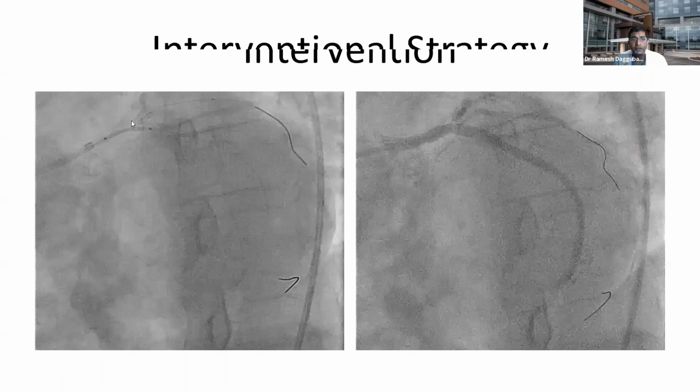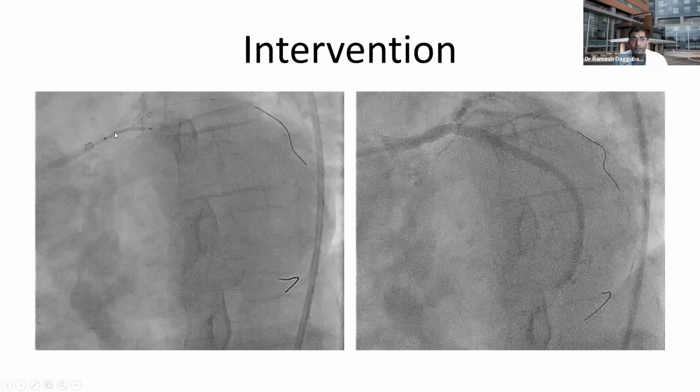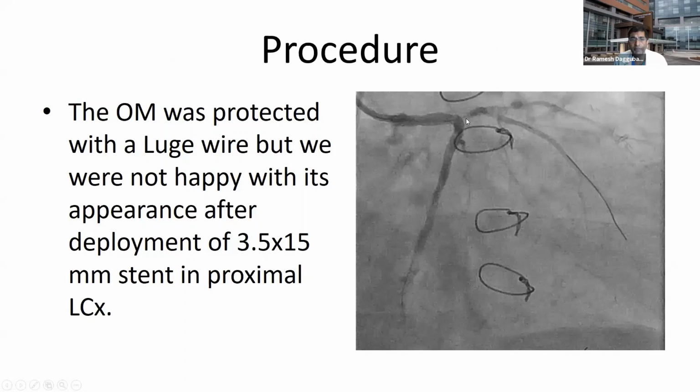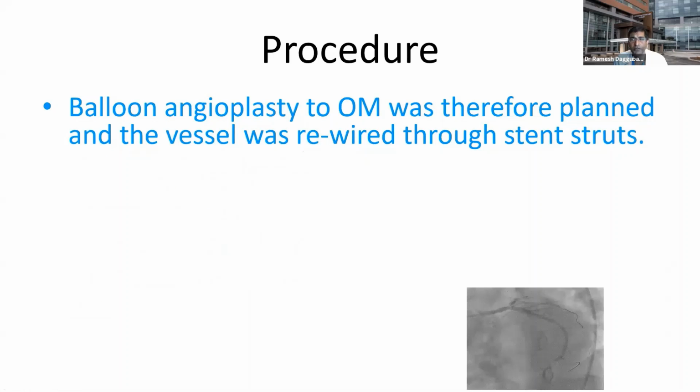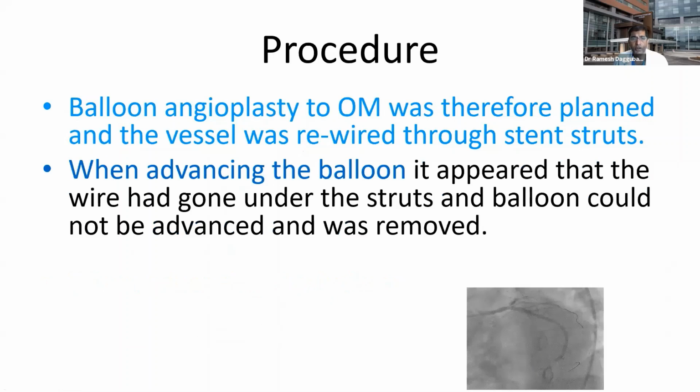So you can see the Luge wire is in OM1, and the BMW wire is in the circumflex, and the left main to LAD stent was performed. It looked very good, except OM1, we were not happy. So, side branch, again, whenever you see some pinching of the side branch with TIMI 3 flow, obviously you should leave it alone. But here we tried to balloon OM1 because of the ostial pinching.